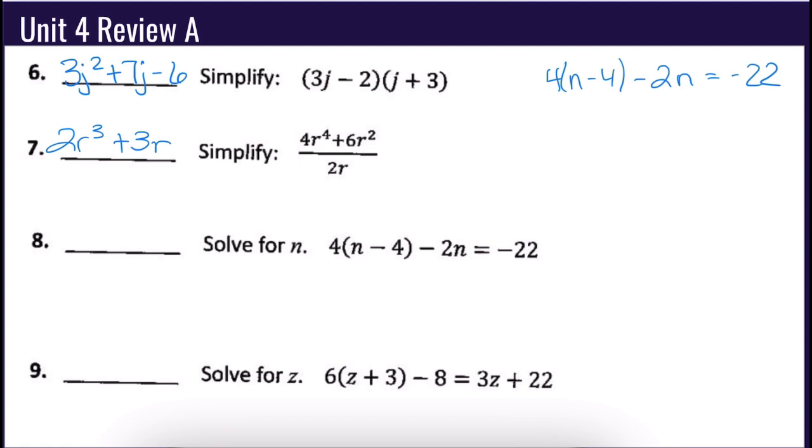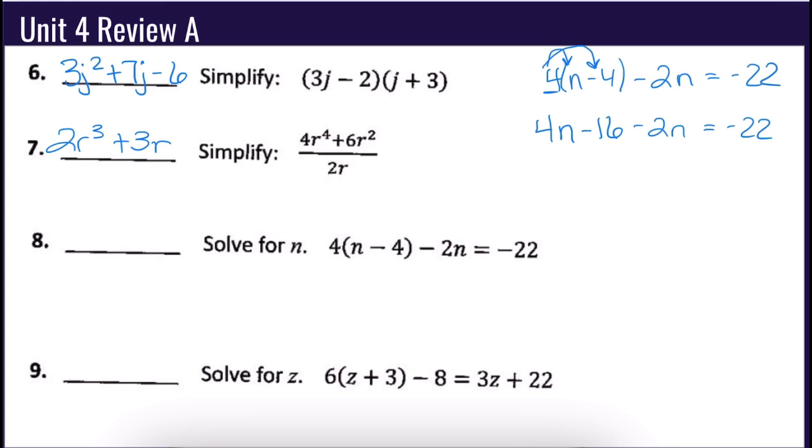To get rid of the parentheses here, it's a multiplication problem, but I only have one term on the outside of the parentheses. So in this case, I can use distributive property. That just means I take that 4 and I multiply it by everything inside the parentheses, and that's how I can get rid of that parentheses. So 4 times n will give me a 4n. Minus 4 times 4 gives me a 16. Then this minus 2n just comes straight down. And the minus 22 just comes straight down.